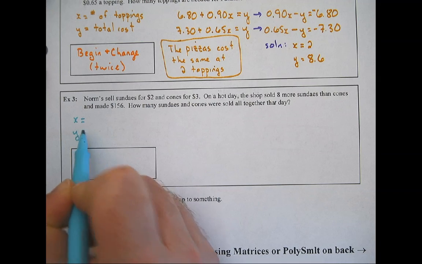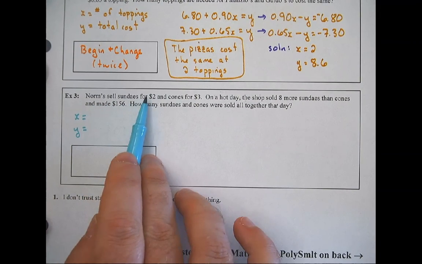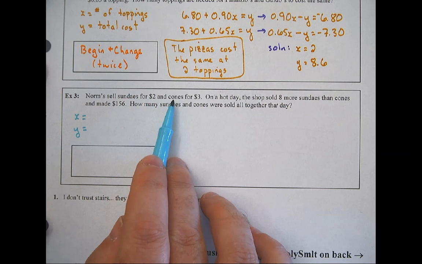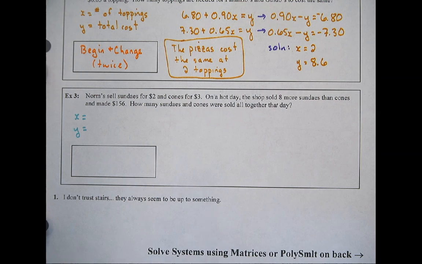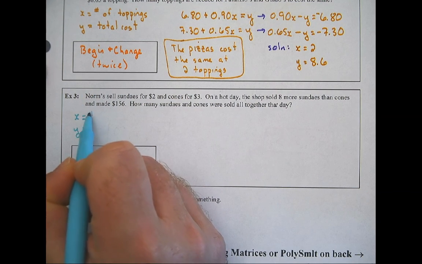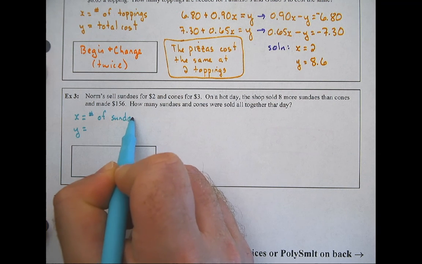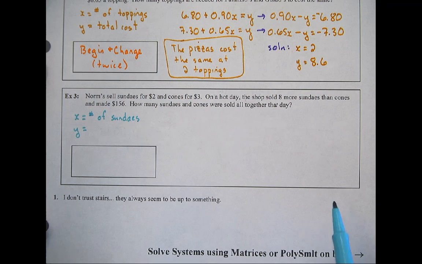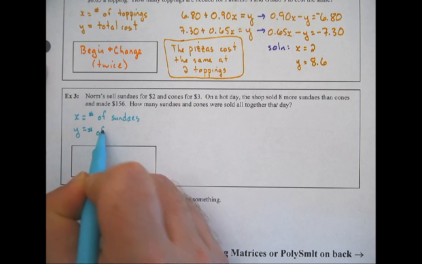Our unknowns. Do we know how much he charges for a sundae? Yes, $2. Do we know how much he charges for a cone? Yes, $3. So that's not the unknown. What we don't know is how many were sold. So X stands for number of sundaes. Notice I didn't write just sundaes. Sundaes aren't a variable. Number of sundaes is a number. That's a variable. Y equals number of cones.